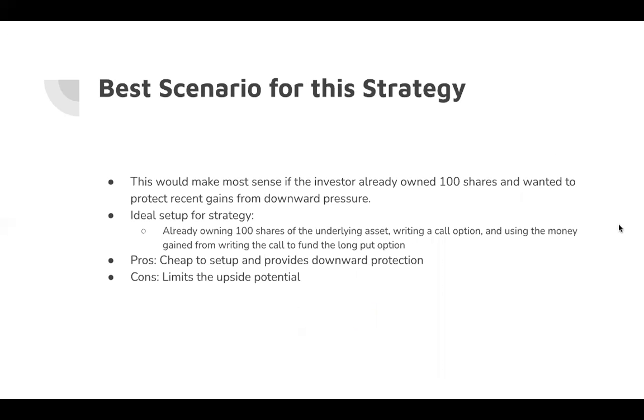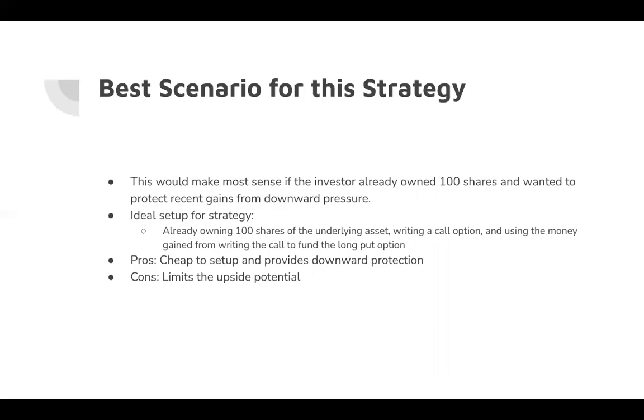So best scenario for this strategy, like I said earlier, it would make most sense if the investor already owned at least 100 shares of the underlying, and would protect recent gains from downward pressure. The usual time horizon for a strategy like this is short to medium term. You don't normally see this strategy being implemented in a long-term portfolio.